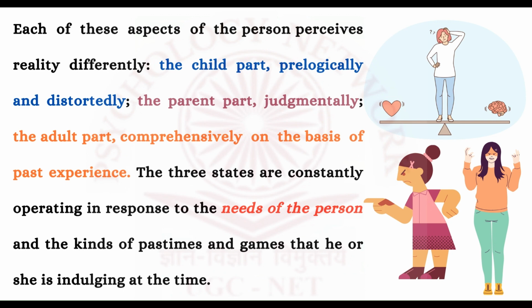Each of these aspects, as I've said, means that the person perceives reality differently. Through all these aspects of the person, reality is perceived differently. How? The child part watches the world pre-logically and distortedly. Pre-logically means no logic, and the parent watches the world judgmentally. The adult part, how he or she would see the world, is on the basis of past experiences. These three are working according to the needs of the person in the present environment.